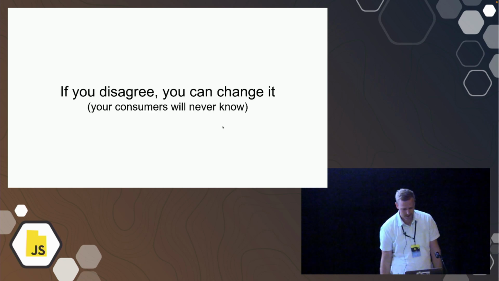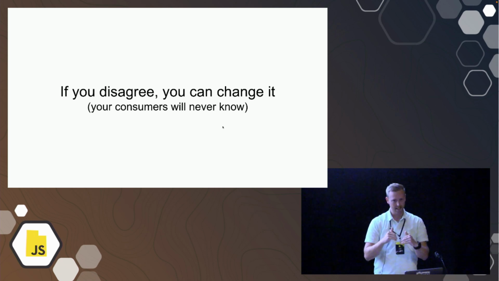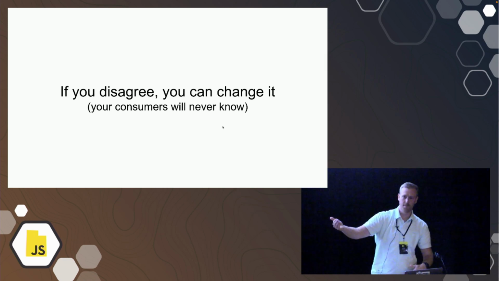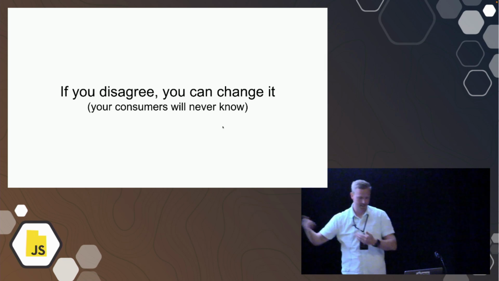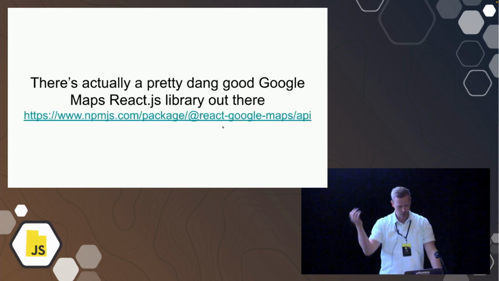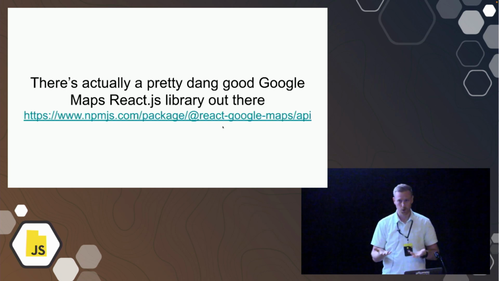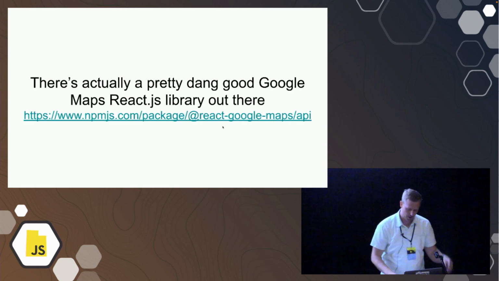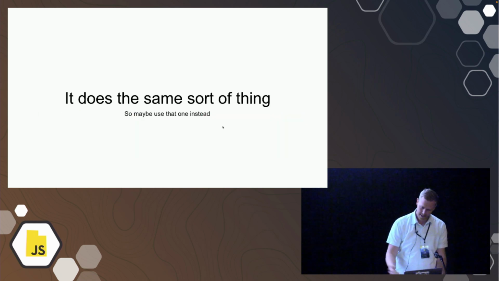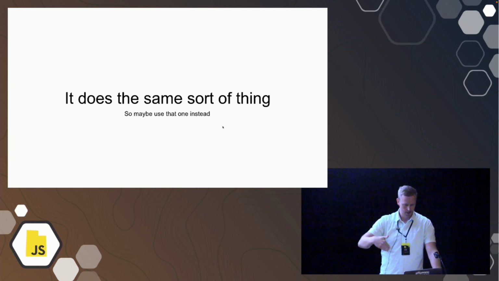You know, and also, if you disagree, you can change it. Your consumers will never know. You can swap out those implementation details. Let's say everyone's in favor of signals. You can swap to signals as long as it's inside of that Google Map component, and anyone who's using that doesn't have to care. There's actually a pretty dang good Google Maps React.js library out there. I suggest you look at that if you're going to be using Google Maps, or you can roll your own, kind of like what I was showing. And it does the same sort of thing. Reacts to changes in props and runs useEffects to control Google Maps.